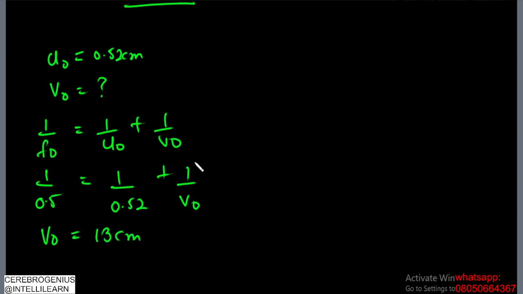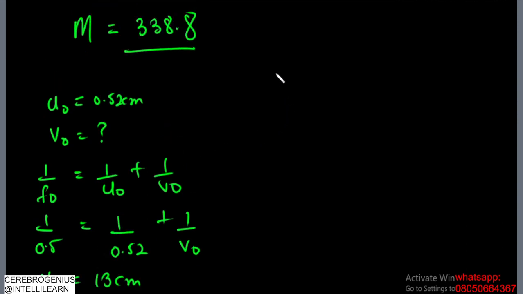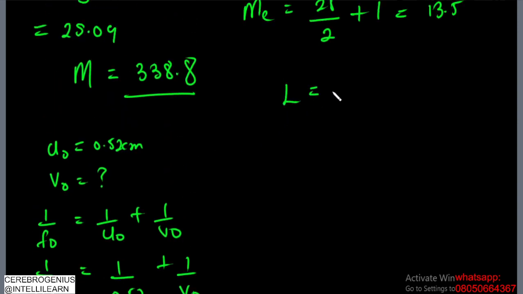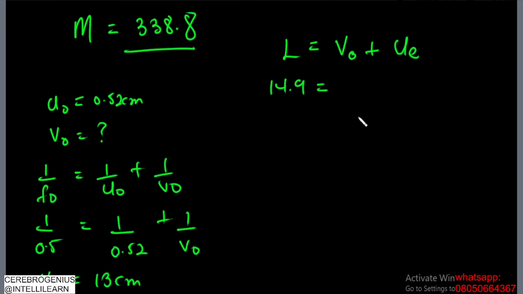If V naught is 13 centimeter, this is the distance from the objective, right? So we can get the distance from the eyepiece by using the length. The length is the distance of the image from the objective plus the distance of the object from the eyepiece. So 14.9 equals V naught, 13, plus U_E. So U_E is going to be 14.9 minus 13, so that is 1.9.